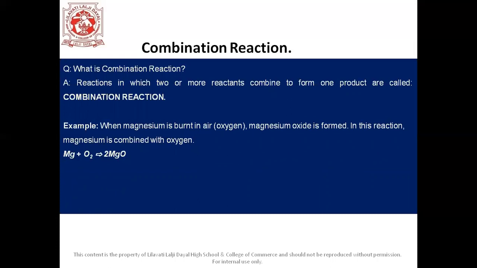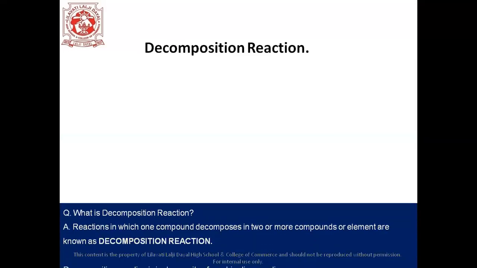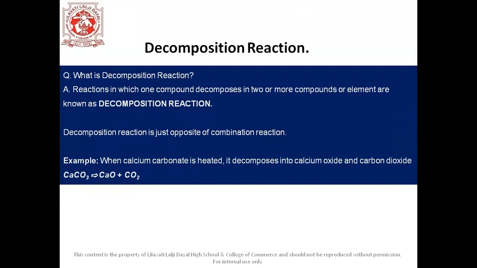Here, students, you can see the example. When magnesium is burnt in air, magnesium oxide is formed. In this reaction, magnesium is combined with oxygen. So you can see the equation here: 2Mg plus O2 gives you 2MgO.